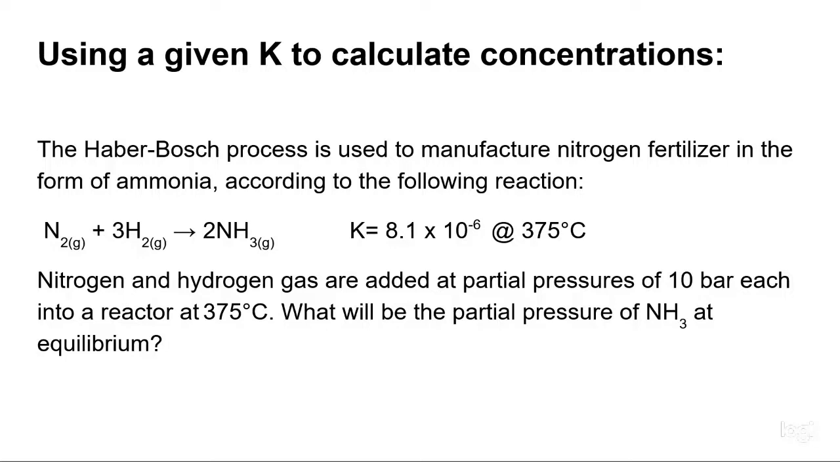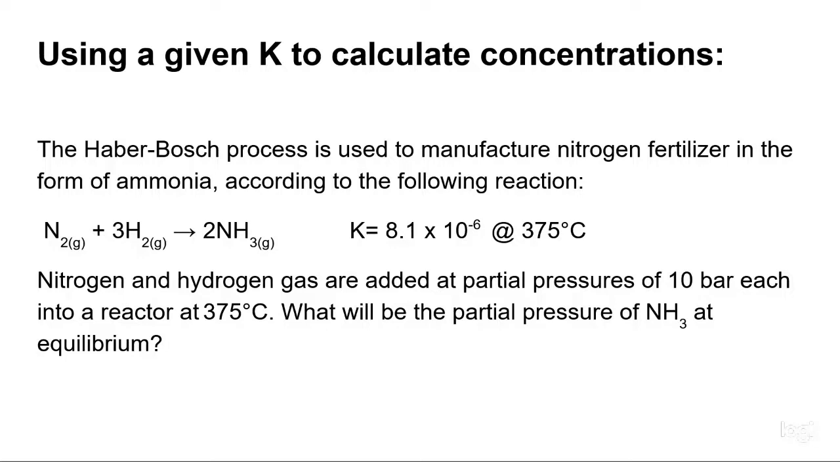Okay, so we'll start off with a relatively straightforward example of using a given K value to calculate equilibrium concentrations of a reaction given known initial concentrations. And we're going to explore this through the Haber-Bosch process, which is the process that is used to manufacture nitrogen fertilizer all across the world. All nitrogen fertilizer starts with the Haber-Bosch process.